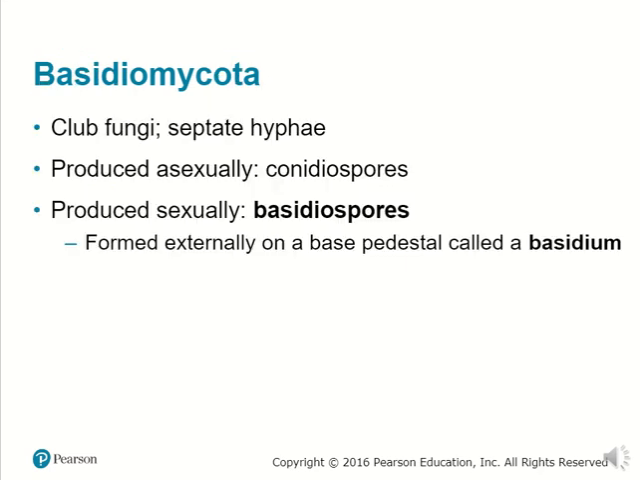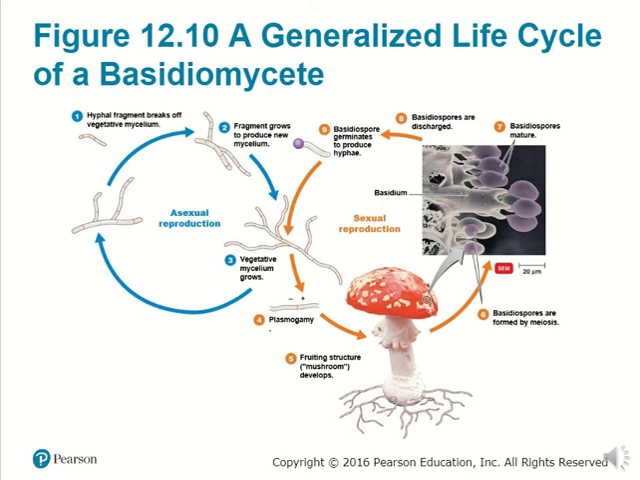There is Basidiomycota, which is club fungi that also have septate hyphae. They can be produced asexually through conidiospores or produced sexually through basidiospores, which are formed externally on a base pedestal called a basidium. And this is a life cycle for a typical basidiomycete.